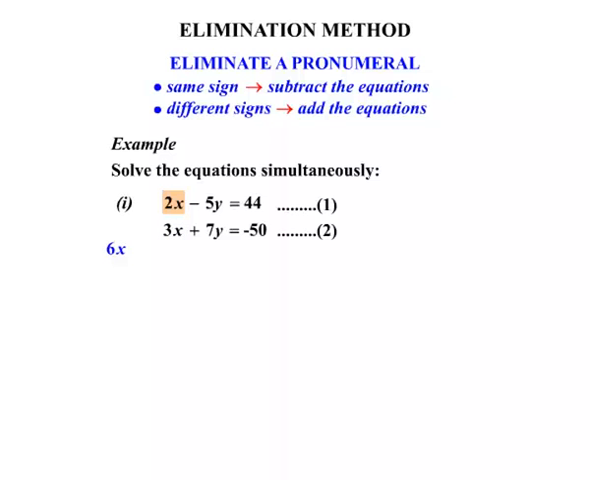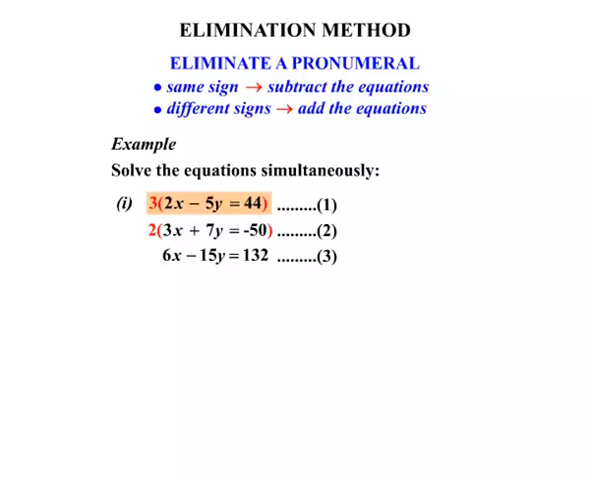So to do that, to make that a 6x, we need to multiply by 3. All right, and of course we're going to do that to the whole equation. To make this 3x into a 6x, we multiply by 2. Let's put brackets around that because we need to multiply the whole equation by the 2. Right, let's see how we go. 3 times all that equation will become 6x minus 15y equals 132. All right, that's our new equation.